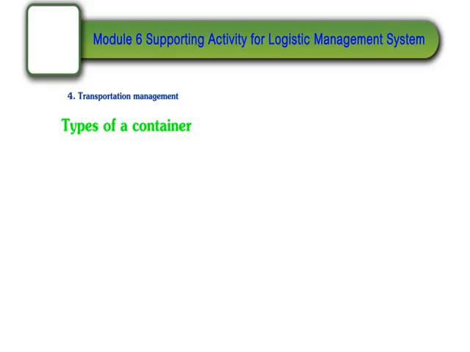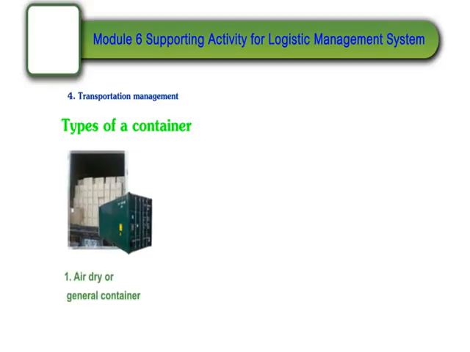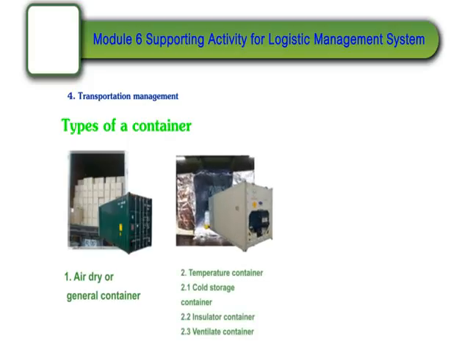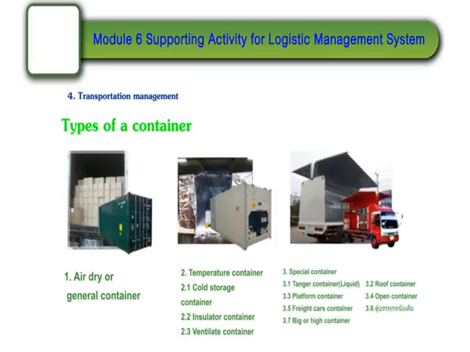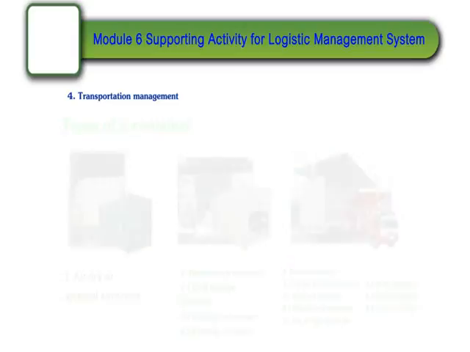Types of container. Number 1, air dry or general container. Number 2, temperature container: cold storage container, insulator container, ventilate container. Number 3, special container: tanker container, roof container, platform container, open container, freight cars container, big or high container.